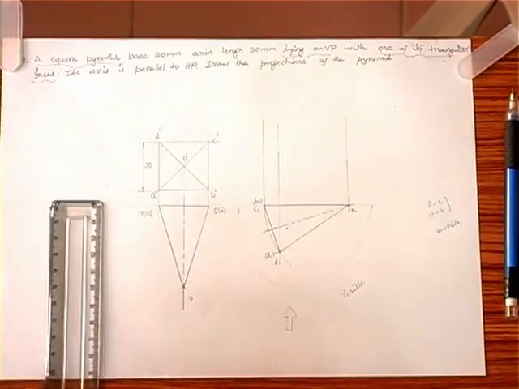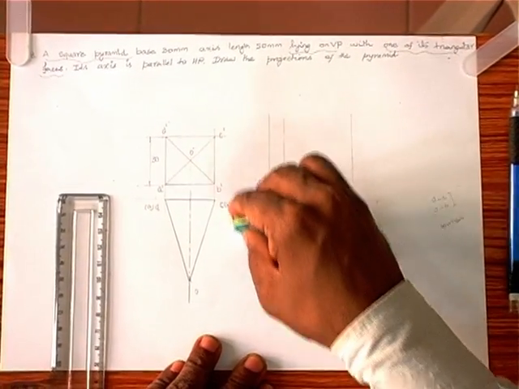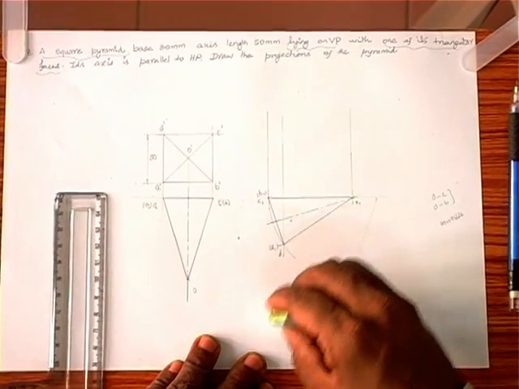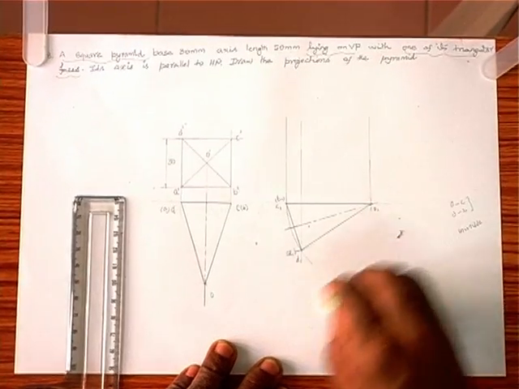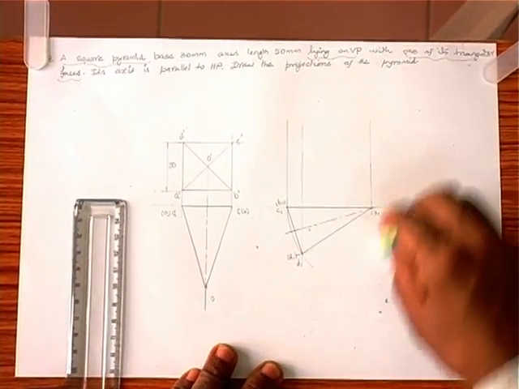So we erase this. This is not part of the answer. Now we understand the visibility, how to check the visibility. Only OC and OB are invisible.